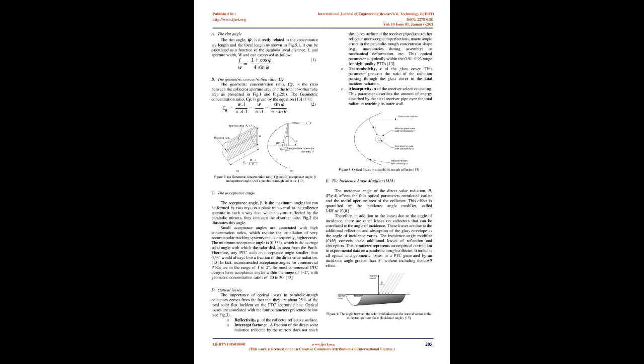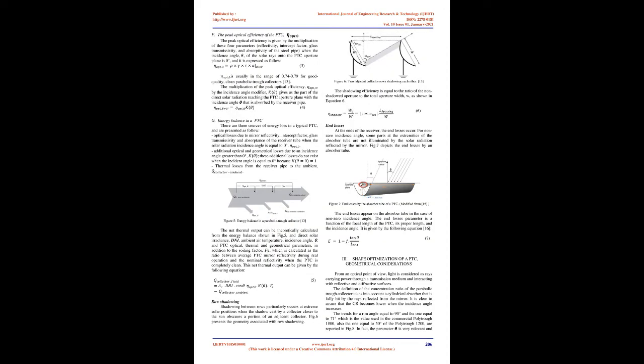Optical losses. The importance of optical losses in parabolic trough collectors comes from the fact that they are about 25% of the total solar flux incident on the PTC aperture plane. Optical losses are associated with the four parameters presented below, see Fig. 3. First, reflectivity of the collector reflective surface.